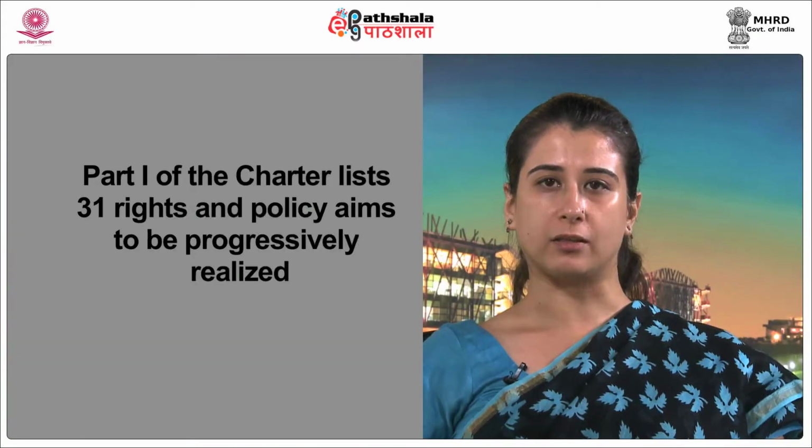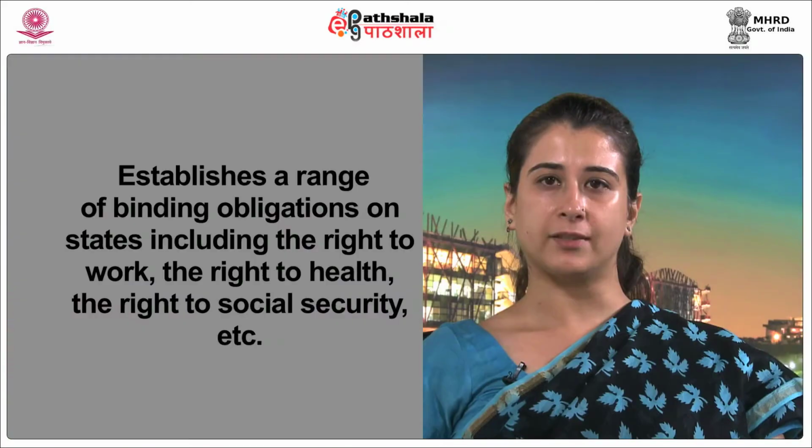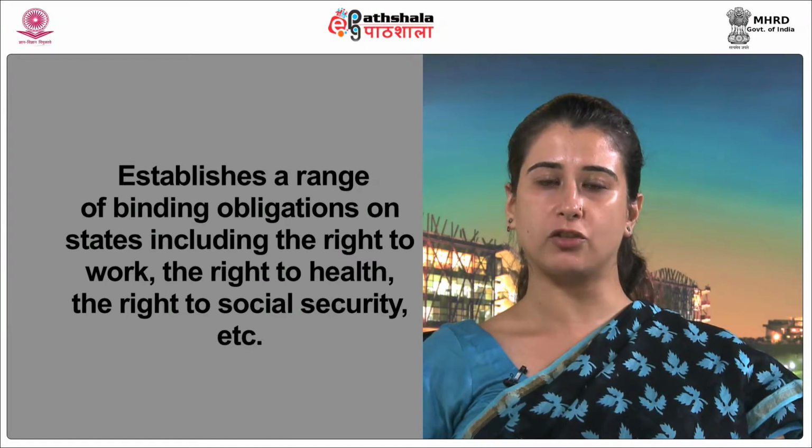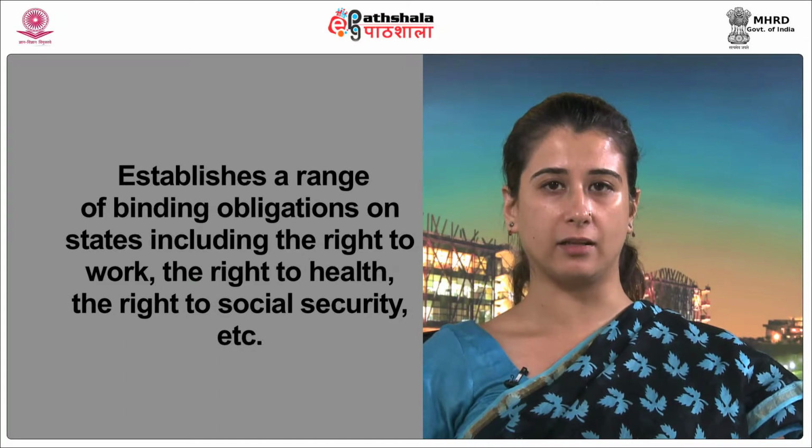Part 1 of the Charter lists 31 rights and policy aims to be progressively realized. These include various rights of workers, including rights to equal pay, safe and healthy working conditions, and collective bargaining, the right to protection against poverty and social exclusion, and the right to housing. Part 2 of the Charter establishes a range of binding obligations on states, including the right to work, the right to health, and the right to social security.